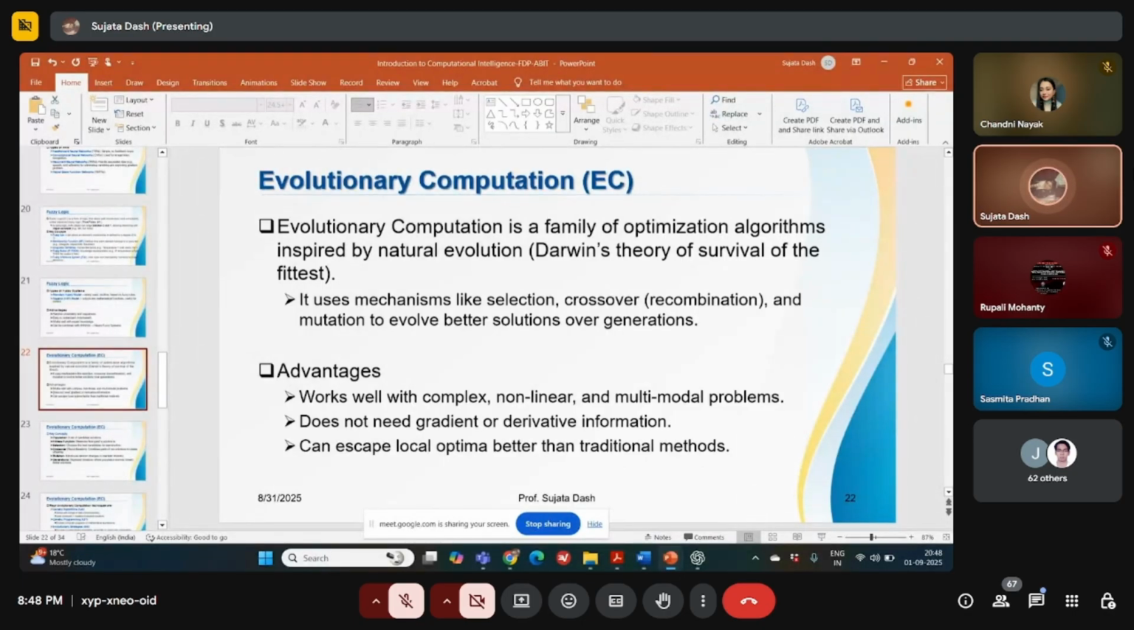And the third one is flexibility. It can be applied to optimization problems, learning, designing, scheduling, robotics, etc. And global search ability. It can escape local optima better than many classical methods. And also, it has the advantage of adaptability, naturally suited for dynamic and changing environments.